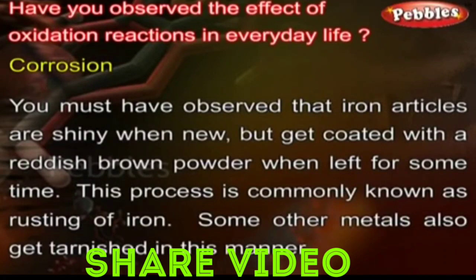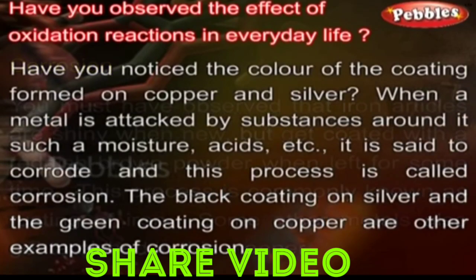Corrosion. You must have observed that iron articles are shiny when new, but get coated with a reddish-brown powder when left for some time. This process is commonly known as rusting of iron. Some other metals also get tarnished in this manner. Have you noticed the color of the coating formed on copper and silver?